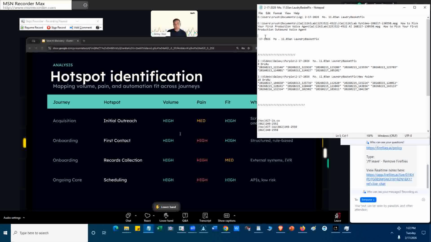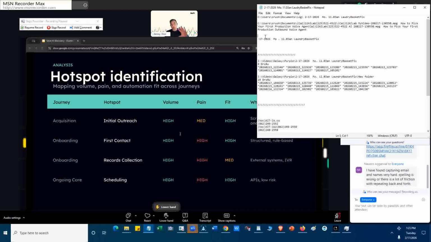You might have records collection. And this is also part of patient onboarding. You might have high volumes, extremely high pain, maybe medium fit. This is because you might have to call an external organization, let's say, for example, other doctors' offices, other hospitals, to gather records. And in some cases, you might not be able to control those systems. They might have a variable IVR that you have to navigate through. They might have an inconsistent process that might vary from vendor to vendor. And you might have some other HIPAA-related complications. So the pain is real, but the fit might be tricky depending on who you have to navigate in the external world.